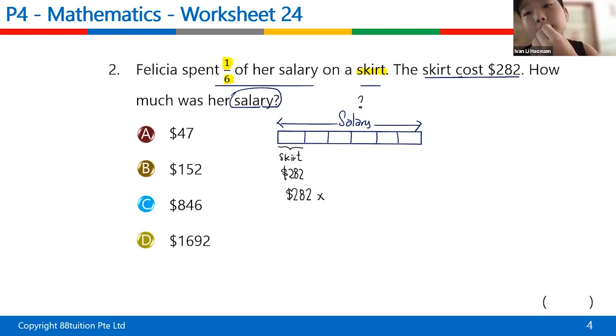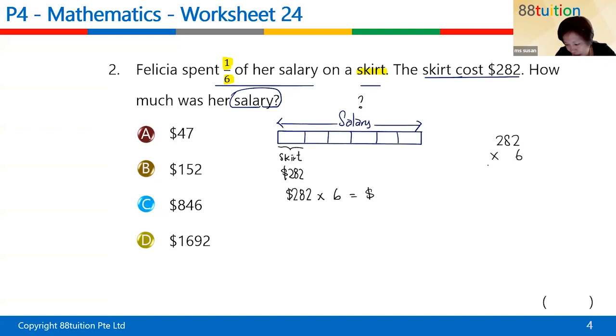It's 286 times 6. 82 times 6, 82. Okay, so for this one, you cannot go and take a calculator and start typing. Don't. I also need to work out, so you should also do the same. So do you get 1692?